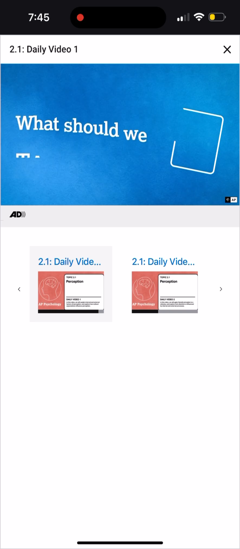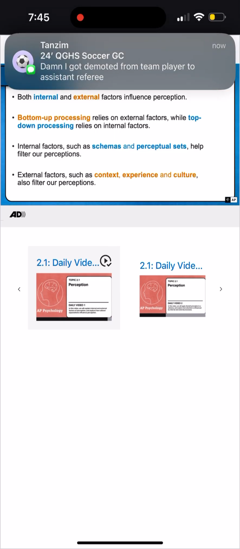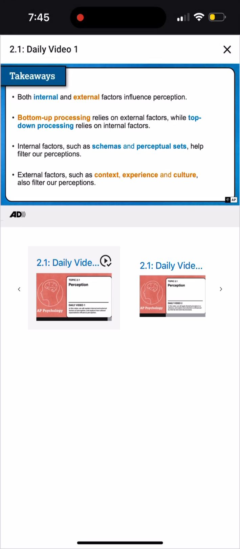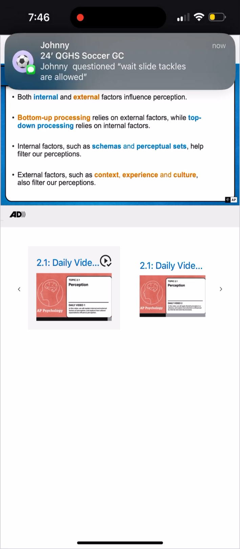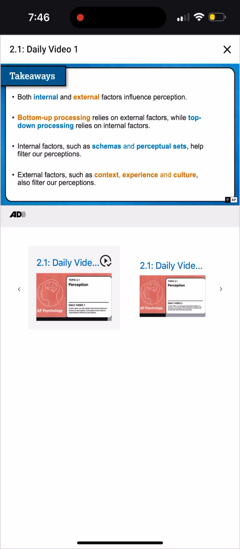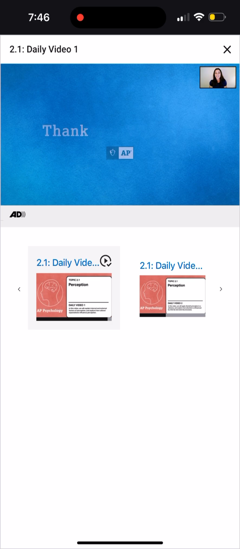What should we take away? Both internal and external factors influence perception. Bottom-up relies on external, while top-down processing relies on internal factors. Internal factors such as schemas and perceptual sets help filter our perceptions. External factors such as context, experience, and culture also filter our perceptions.